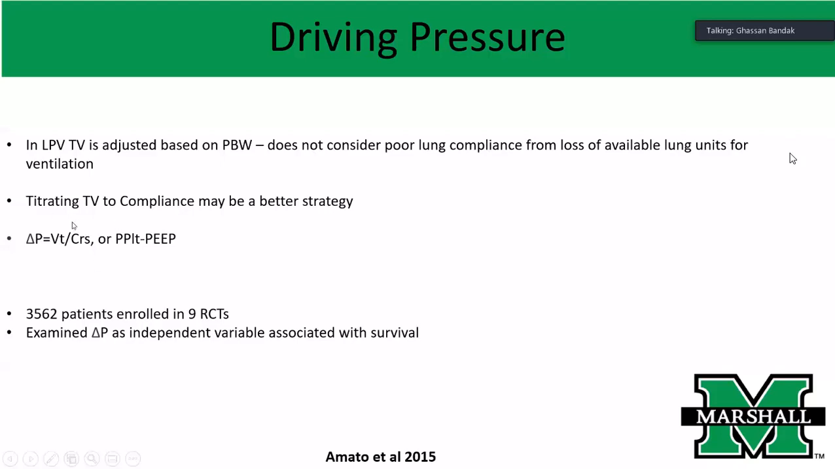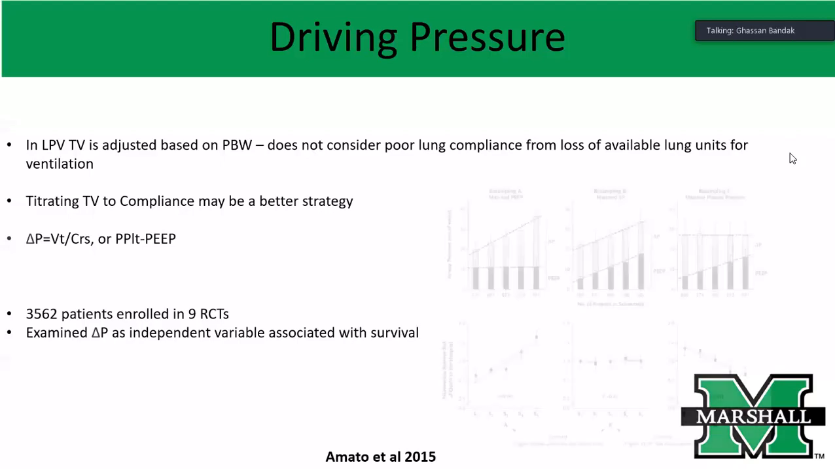So yes, the equation is tidal volume divided by compliance. Like blowing in a tire, technically. As the compliance increases, the change in pressure will decrease. Now, you can estimate driving pressure by subtracting PEEP from plateau pressure. This is how we do it at the bedside. Plateau minus PEEP is the driving pressure.